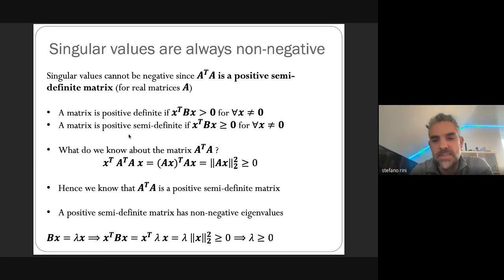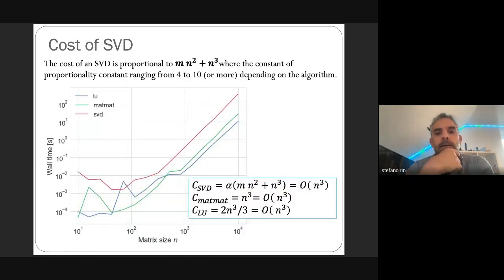So since the matrix is positive semi-definite, then we know that all the eigenvalues are non-negative. Okay, so we know that B times x equals lambda x, which is the eigenvalue equation, as you remember from your high school days. This gives x transpose B x equals x transpose lambda x, which equals lambda times the norm of x squared, and this is always greater than or equal to 0, which implies that lambda is always greater than or equal to 0. Very good. Okay, so everything is okay.